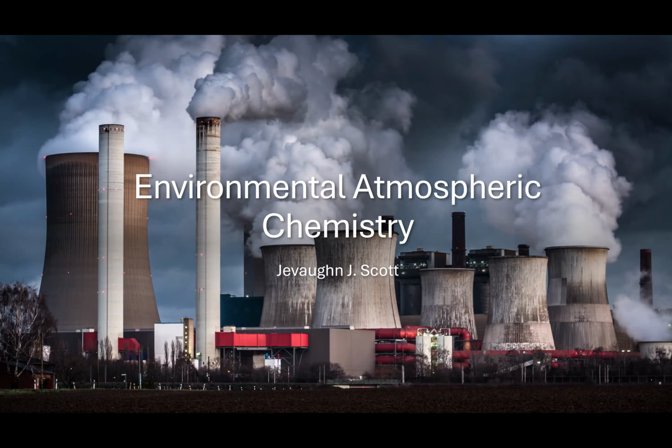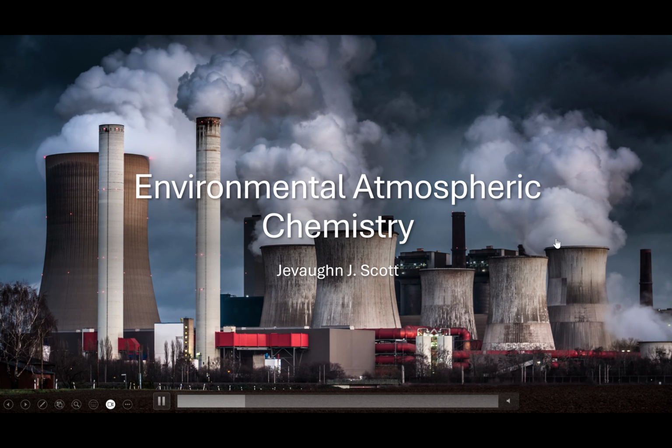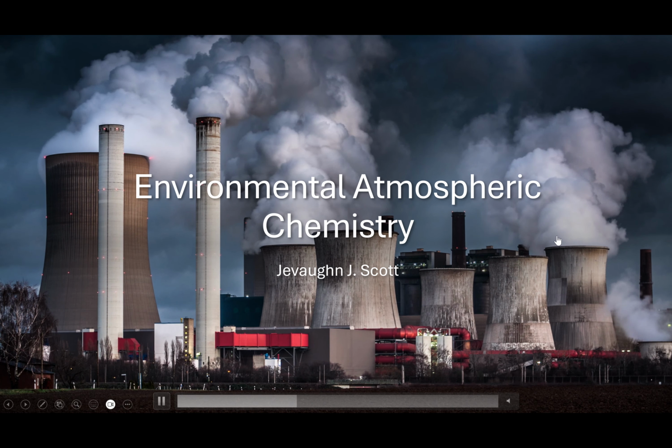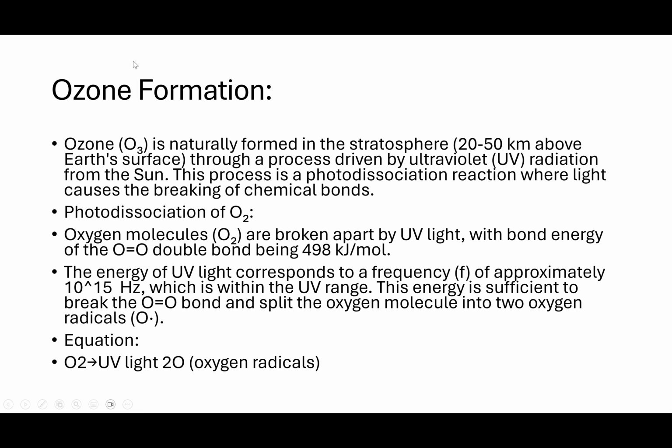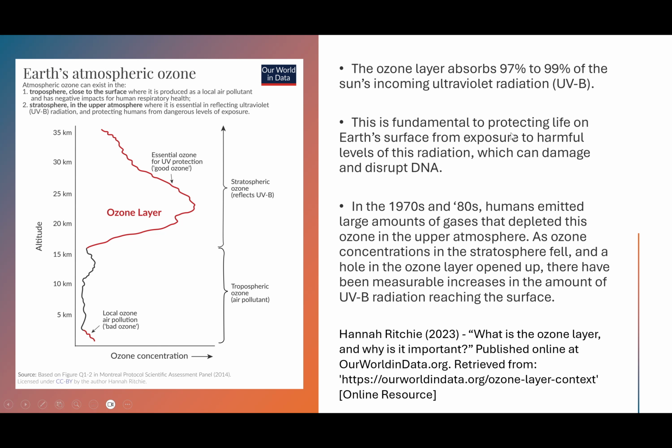Right, so we're going to be looking at some of the atmospheric contents of green chemistry and environmental chemistry, which is in Module 3. We're going to start with the main thing we're looking at, which is the ozone layer. Atmospheric ozone can exist in the troposphere and in the stratosphere, and these are the two main areas that we're going to be looking at.